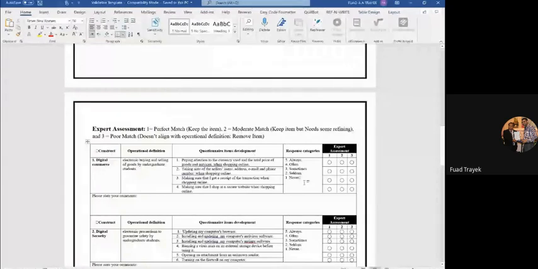And then this is the expert assessment. Most of the time, the students or other researchers contacting me with a questionnaire to validate will miss at least one of these two important categories, which are the response categories or the operational definition. They could give me the questionnaire without a definition, or without a response category, or without both of them.